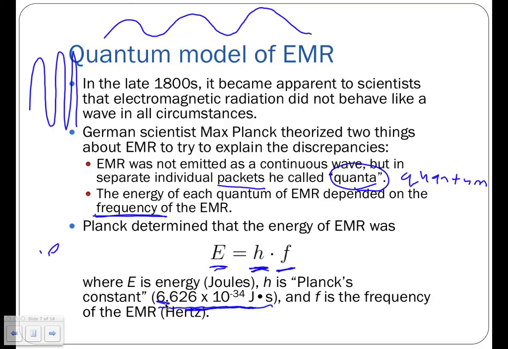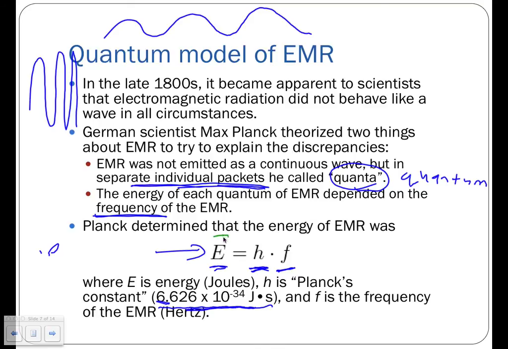So he said that these packets right here, these discrete, individual packets that he called quanta, are sort of the smallest unit. So one quantum is the smallest amount of something that you can have. And so that's what the word quantum means. And so in this case, he's saying, hey, this electromagnetic radiation is really made of these little individual packets that he called quanta, and the energy of each quantum depends on the frequency by the equation that we have here. Just FYI, unit-wise, here's how we want to work this.